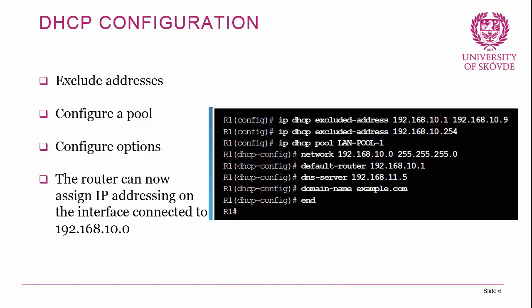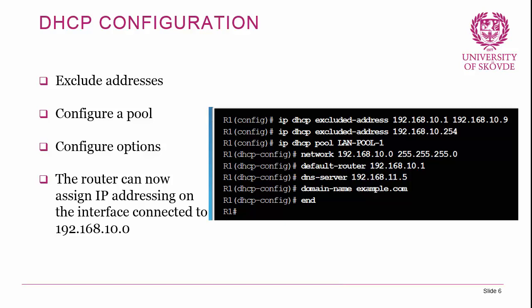The next thing we're going to do is create a pool of IP addresses, and what we do then is use the command ip dhcp pool and a pool name to go into the pool configuration mode. And then we configure the options that we have. We begin with configuring what addresses we're going to lease out.